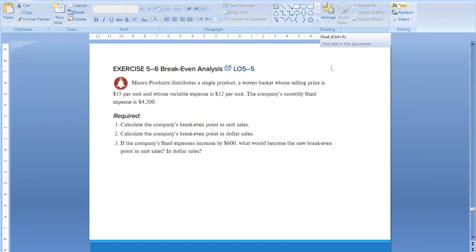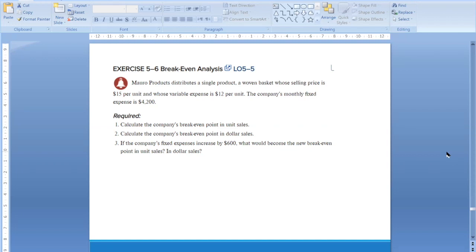Mauro Products distributes a single product, a woven basket, whose selling price is $15 per unit and whose variable expense is $12 per unit. The company's monthly fixed expenses are $4,200.